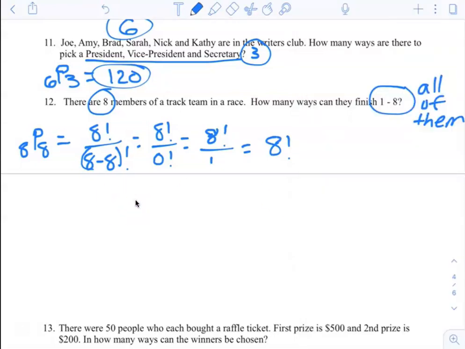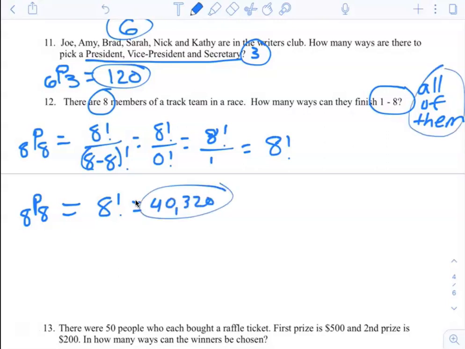Okay, so what I'm saying is you can do 8p8, but that's really the same as 8 factorial. So if you're doing 8 all the way down to 1, you can just go right to using factorial. You don't need to do the p formula every time. If you're picking everybody, then we're just going to have you do factorial. It's the same thing. Okay, so 8 factorial is 40,320. So if everybody is getting placed, just do factorial.